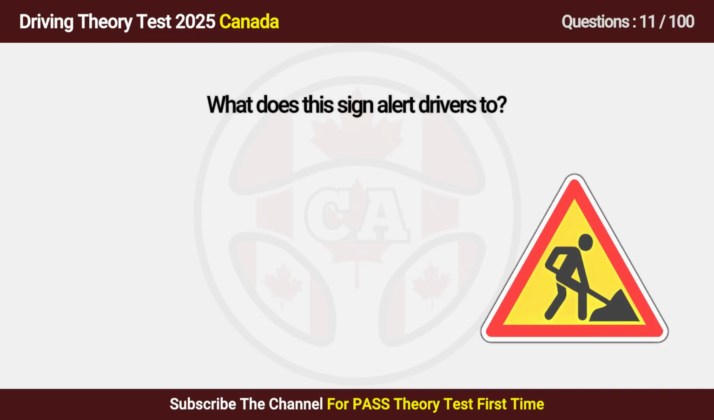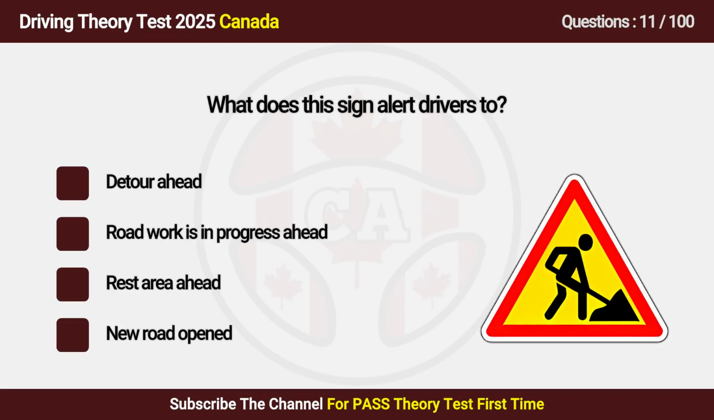Question 11. What does this sign alert drivers to? A. Detour ahead. B. Road work is in progress ahead. C. Rest area ahead. D. New road opened.